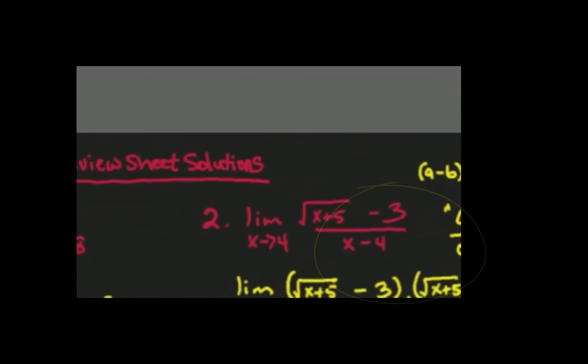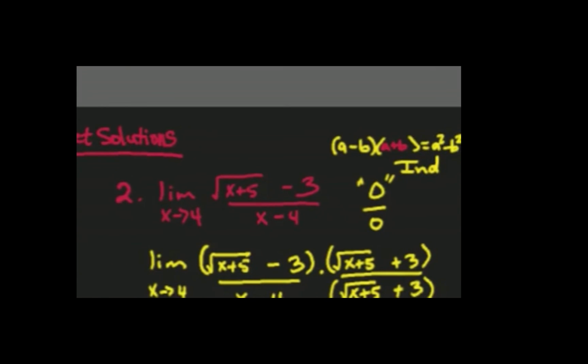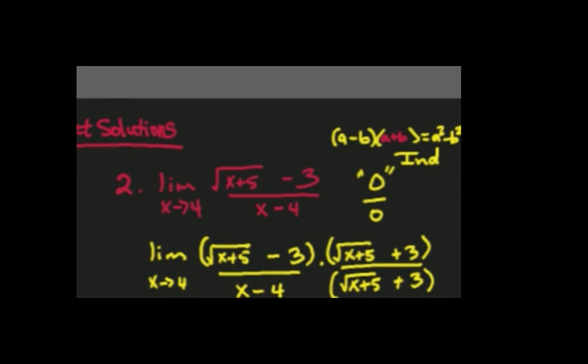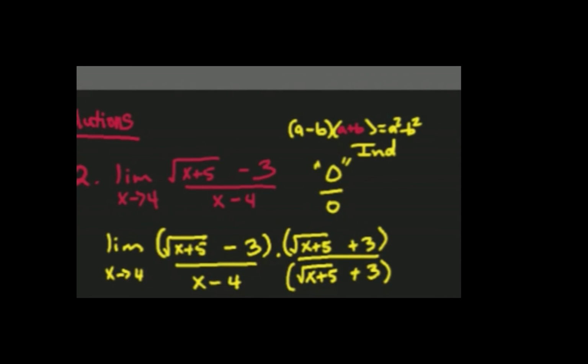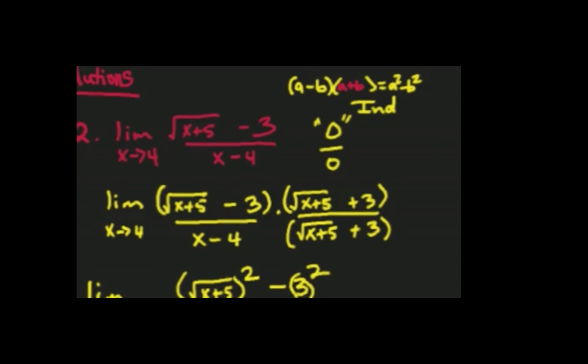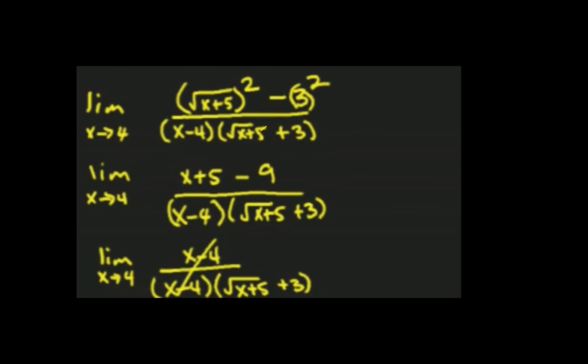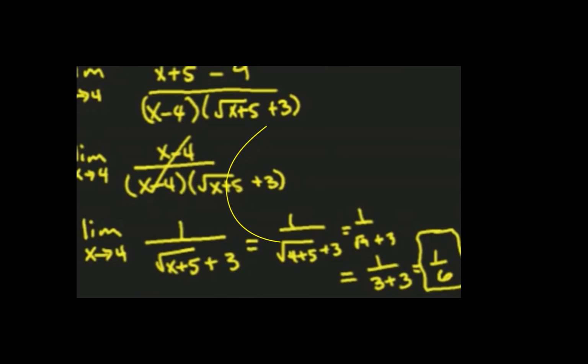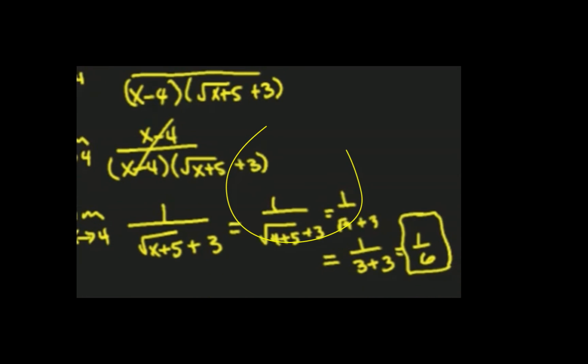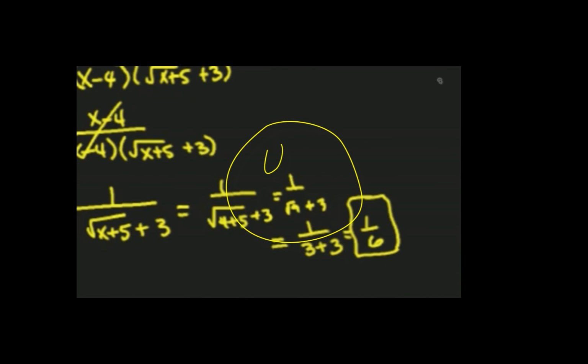Alright? So again, recapping, plug in, you're going to get 0 over 0. Write down I and D to show them you know it's indeterminate. Then multiply by the conjugate on the top and the bottom. Don't distribute. Alright, let's look at the next problem.